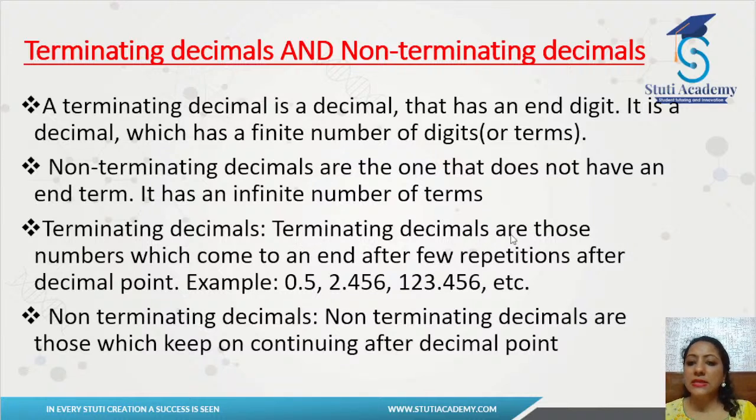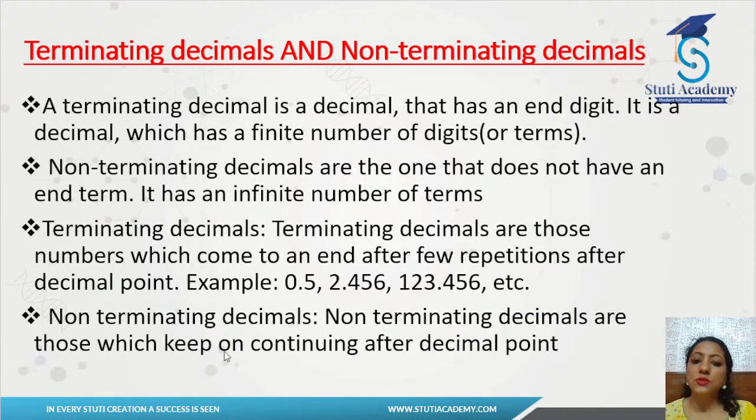Now, terminating decimals are those numbers which come to an end after a few digits after the decimal point. So after some time they end somewhere. Like I've given examples here. We have 0.5, 2.456, 123.456, like this. We have terminating decimals.